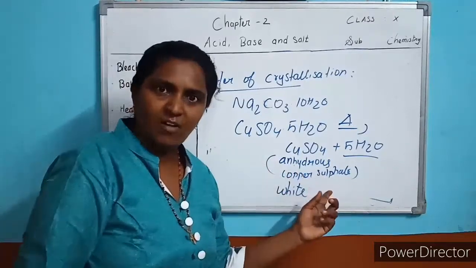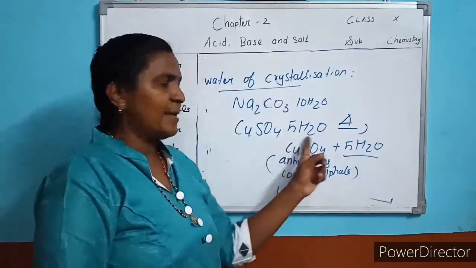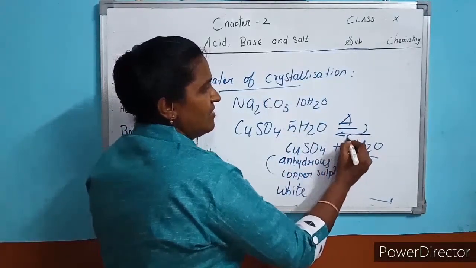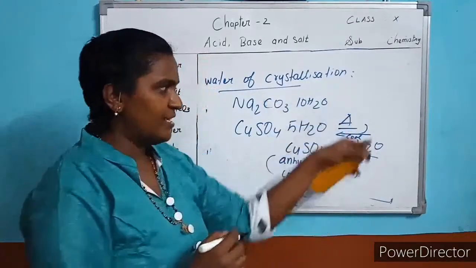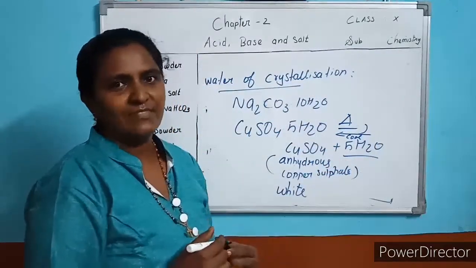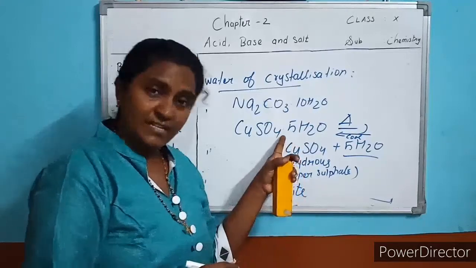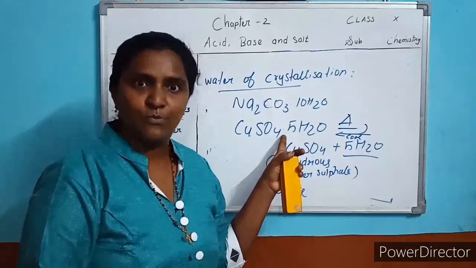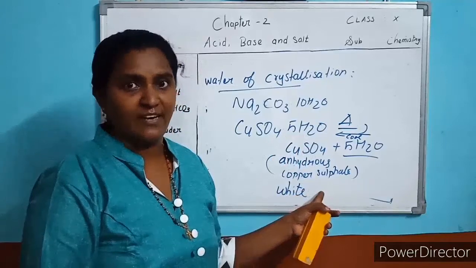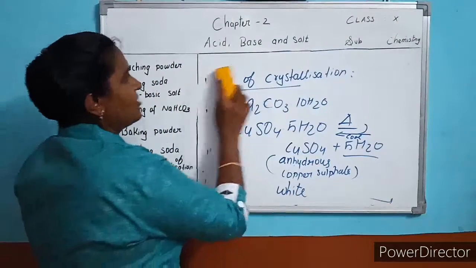And to this white copper sulfate, you add water, again it changes into blue color, and you will get back this product. So it is a reversible reaction. On heating you will get this anhydrous. On adding water you will get hydrated copper sulfate. If water is present in the copper sulfate, it looks blue in color. If there is no water in the copper sulfate salt, it looks white in color. Understood?